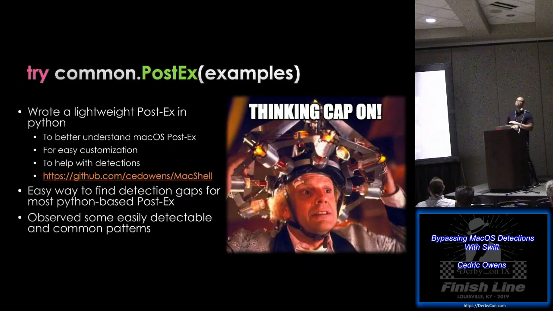So I'm not completely bashing scripting languages at all. Python is my favorite by far, and I even wrote my own post-exploitation tool for macOS in Python. But I wrote it for a bit of a different reason. It's called MacShell. For one, I wanted to get under the hood of post-exploitation so I can understand the unique challenges with writing your own. What considerations do you need to keep in mind when building your own?